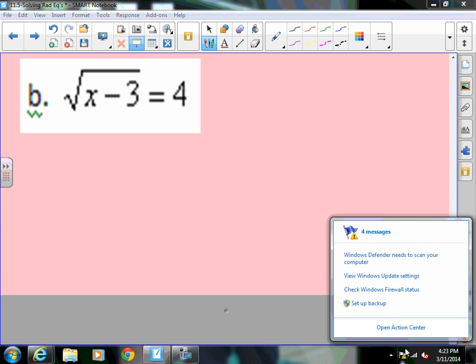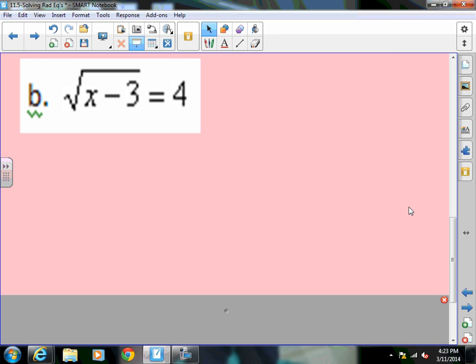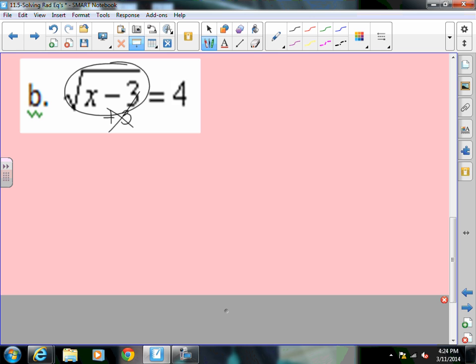Okay, on B, it's kind of like absolute value. Notice that there is nothing outside of the rad. There's nothing outside of that rad. Even though there's a minus 3 inside, since this radical is already by itself, then what you have to do is get rid of the radical. So you cannot add 3 because it's underneath the rad. That cannot happen. So since the radical is alone, we're going to square both sides.